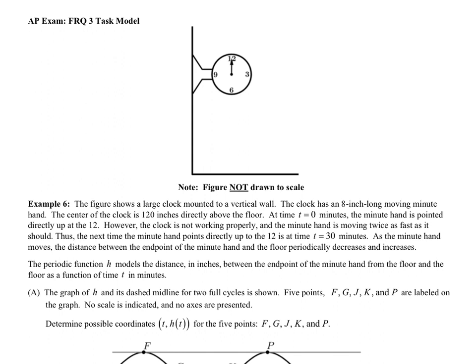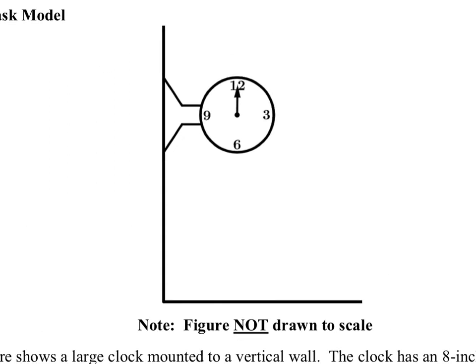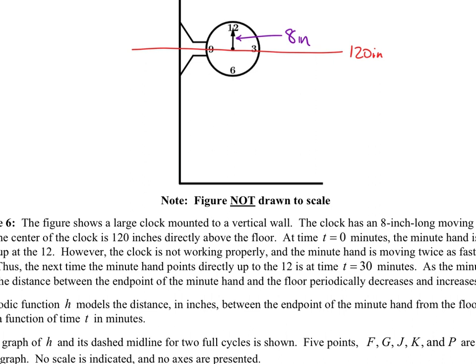Okay, let's label some stuff because I think it's going to be helpful before we move on. On your clock, how long is the minute hand? 8 inches. It gave us that in the blurb. It's going to give it to you in the blurb. It's also going to tell you how high the center of the clock is. How high is the center of the clock off the floor? 120 inches.